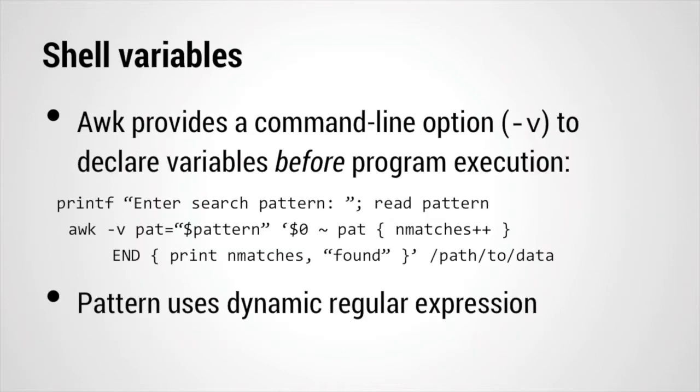That's why awk provides a command line option, which allows awk variables to be defined from shell variables before the program itself is executed. The other difference you'll notice is how the variable is referenced in the pattern here. This is known as a computed or dynamic regular expression. The tilde symbol just means that it's checking the left operand, that's the current record, for a match to the right operand, which in this case is the regular expression.